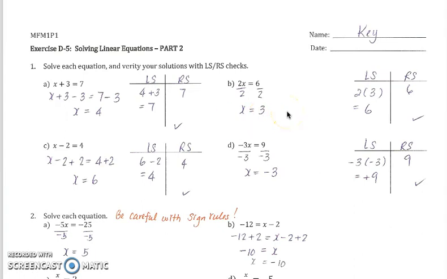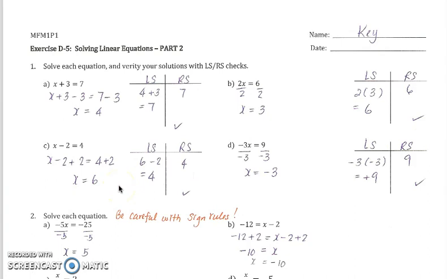B. 2x equals 6. 2x is 2 times x, so now you divide both sides by 2. X is equal to 3. In your left side, right side check, you have 2x, or 2 times 3, which simplifies to 6. Right side is also 6. Checks out.